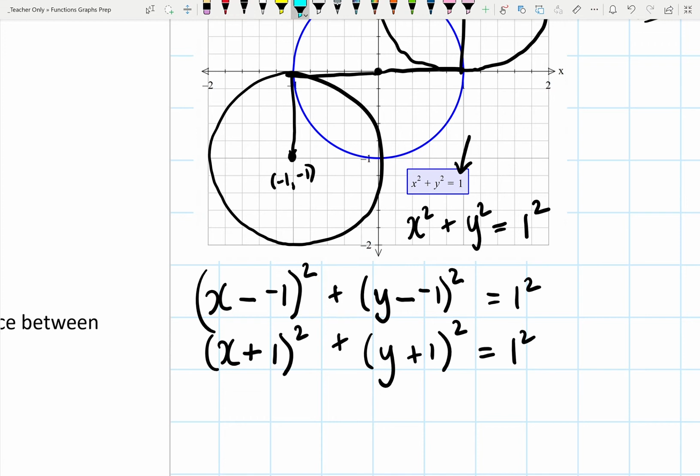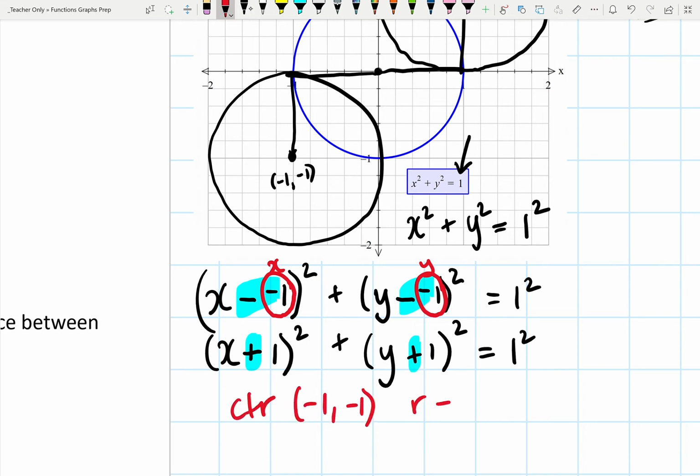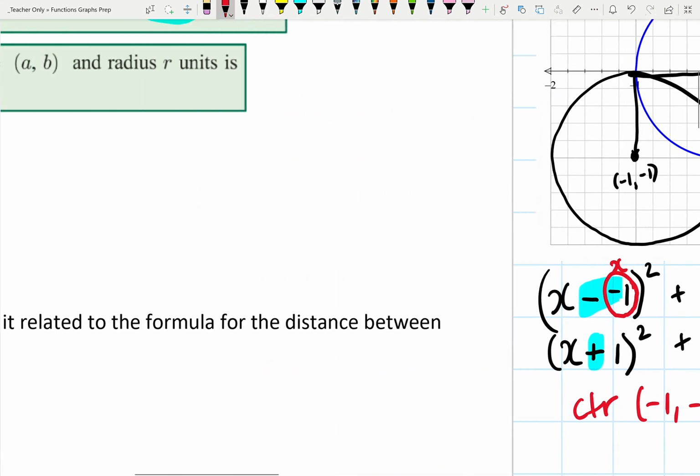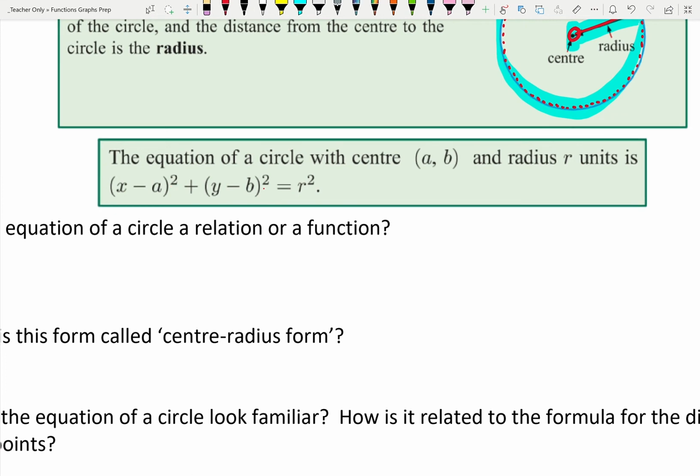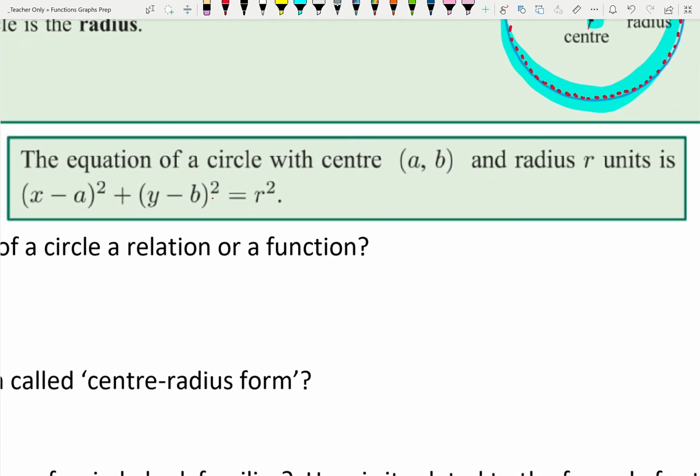We need to be okay with the idea that minus negative is plus, because the centre of the circle is actually this and this. This first one is our x coordinate and this is our y coordinate. So the centre for this one is at negative 1, negative 1, and our radius is 1. So let's go back and have a look at the equation of the circle. So the equation of the circle is x minus a all squared plus y minus b all squared equals r squared. A couple of things.